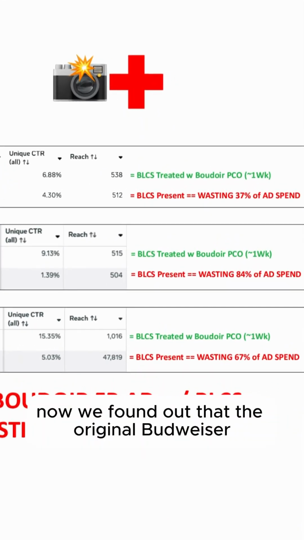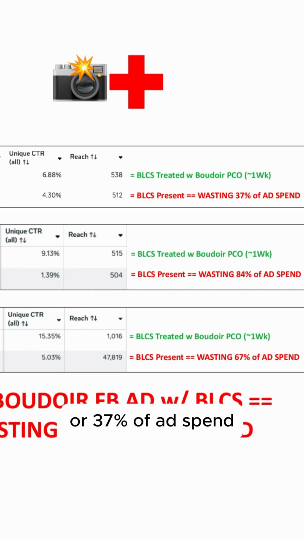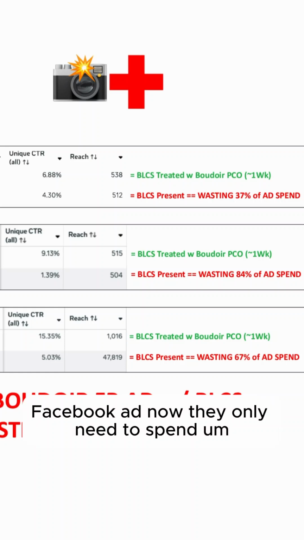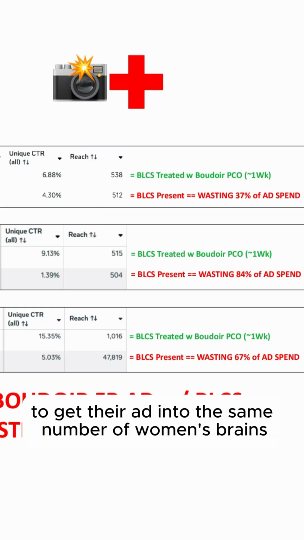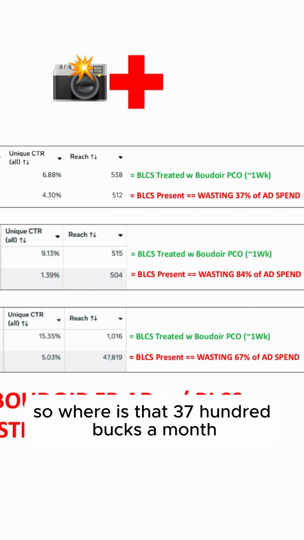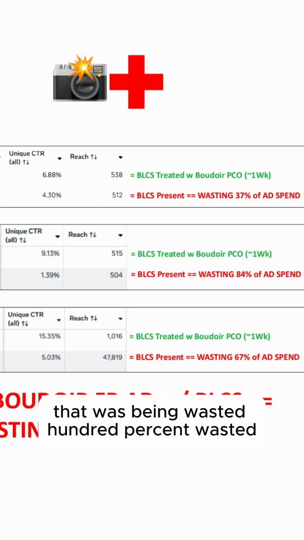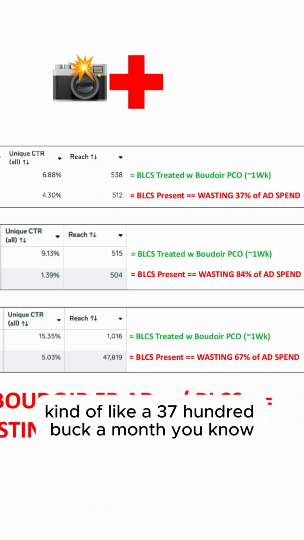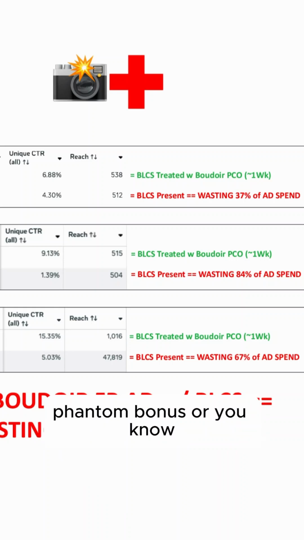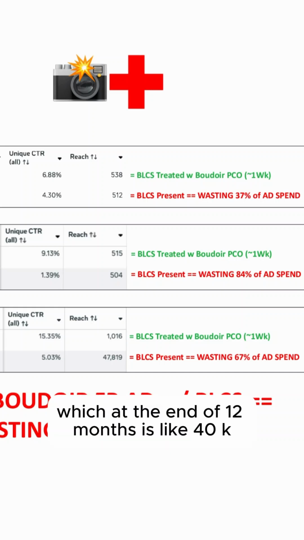Now we found out that the original Boudoir Facebook ad was wasting 37% of ad spend. So if they're spending 10 grand a month on the original Boudoir Facebook ad, now they only need to spend 6,300 bucks a month on the Boudoir Pico treated ad to get their ad into the same number of women's brains. So that 3,700 bucks a month that was being wasted, 100% wasted, they no longer have to spend, it stays in their pocket. It's kind of like a 3,700 buck a month phantom bonus, where they don't have to do anything, which at the end of 12 months is like 40K.